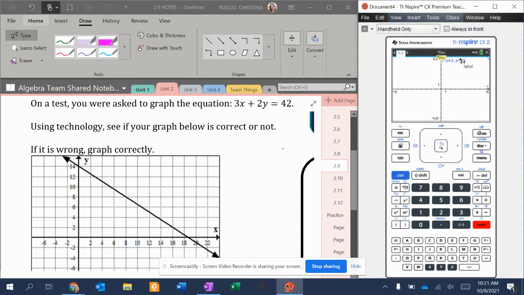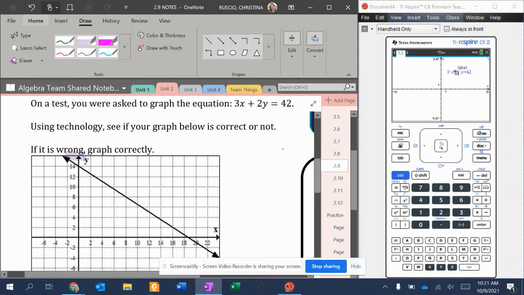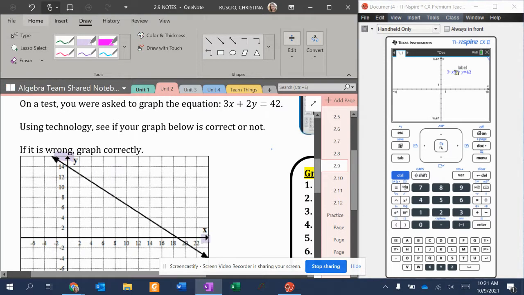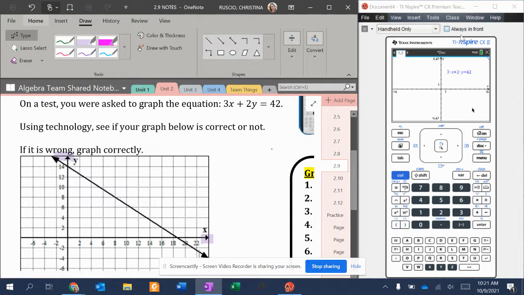Now, it looks like the graph isn't there, but it is. If you see it, I'm spotting it here. It looks like we need to change our window. But remember, I always use my hints on my graph to help me. So check it out. My Y highest is 16 and my X highest is 24. So let's go ahead and use our skills that we already know to change our window.